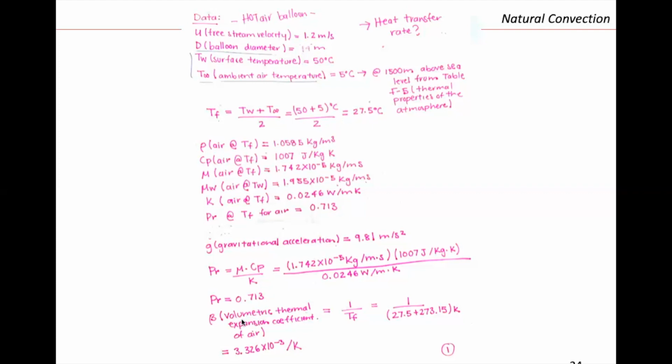Volumetric expansion coefficient. Again, we need it because we need to calculate the Grashof number. And since we are dealing with a gas that is air, we are going to assume that air is an ideal gas. So how do we calculate the volumetric expansion coefficient for an ideal gas? 1 over the absolute temperature, right? So 1 over 27.5 plus 273.15 Kelvin gives me this beta expansion coefficient, right? If it is a liquid that we are dealing with, we go to tables, right?